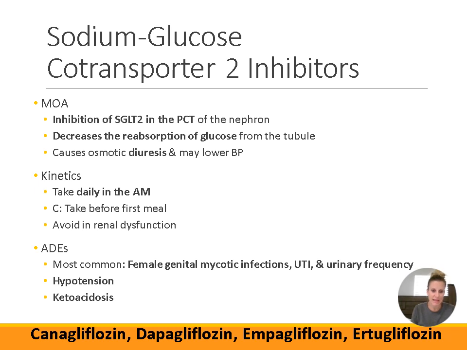Okay, the last big class of drugs that we'll talk about are the sodium glucose cotransporter 2 inhibitors. So these inhibit the sodium glucose cotransporter in the PCT of the nephron, the proximal convoluted tubule of the nephron. So typically in the nephron, the glucose gets filtered out of the blood into the capsular space. And then as that fluid starts flowing through the nephron in the proximal convoluted tubule, all that glucose gets reabsorbed back into the body. Right, so we should not be urinating out glucose. Glucose gets reabsorbed into our body.